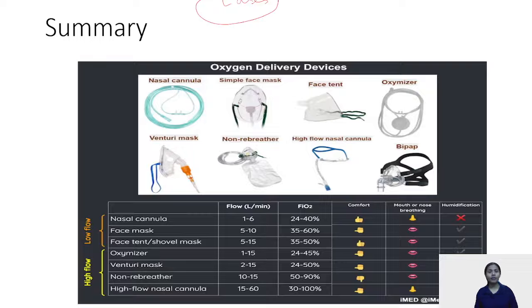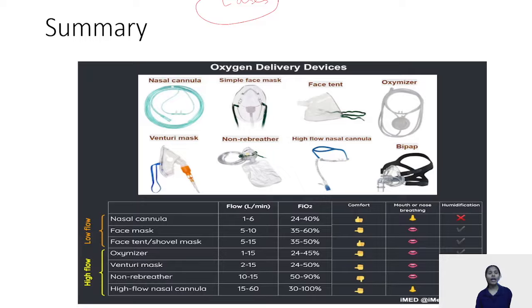So let's summarize it. Nasal cannula, I told you, is a low flow device. Minimum 1 to 6 liters per minute. FiO2 max it can deliver is 44%. It is comfortable, it is given via the nose, no humidification is done, and there is no reservoir in this device. Face mask: around 5 to 8 liters per minute can be given. FiO2 maximum could be 50 to 60%. Comfort is moderate. It is given via the mouth. Humidification is sometimes present in a face mask because the flow meters that we use sometimes have water in them, and humidified oxygen can be provided via the face mask.